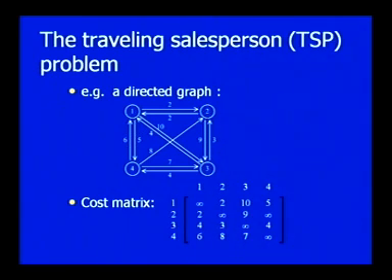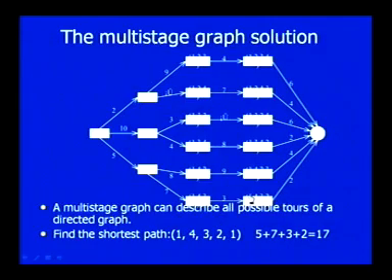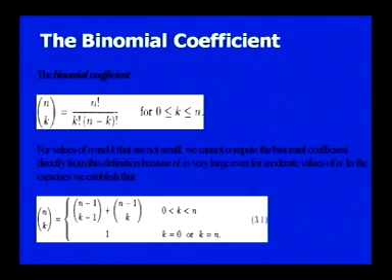So, this is a sample graph and this is a cost matrix. You can see how this problem is converted into a multi-stage graph. Again, you have a graph which has multiple stages. The traveling salesperson problem is a shortest path problem, that is, you have to find the minimum cost path, but the only thing is you have to come back to the destination.